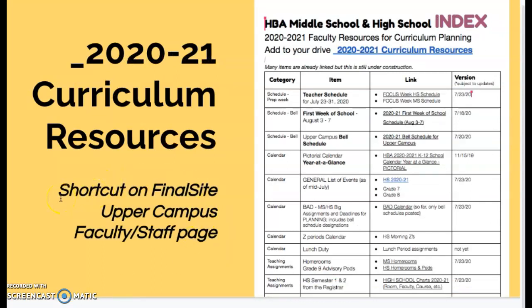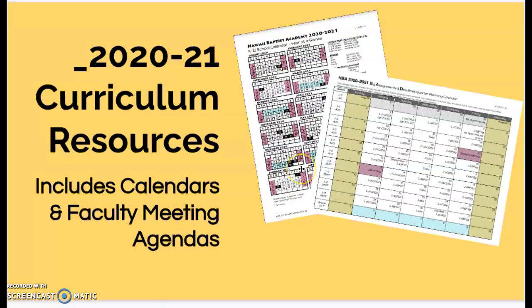You can also access the index on Finalsite, which is our LMS, Upper Campus Faculty and Staff page. Anyway, when you get to it, this is what it looks like. There's the reminder to add the curriculum resources to your drive, because that's important. And then it includes a listing of things like specific calendars, teaching assignments, bell schedules, and a lot more. We also have calendars, the year at a glance, which has all of the holidays in it, as well as the bad calendar, big assignments and deadlines.